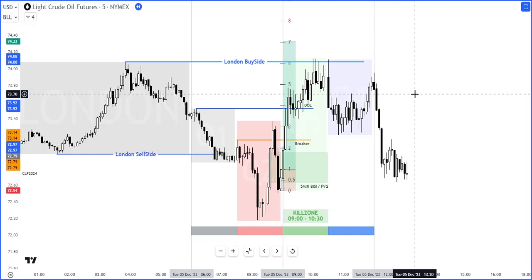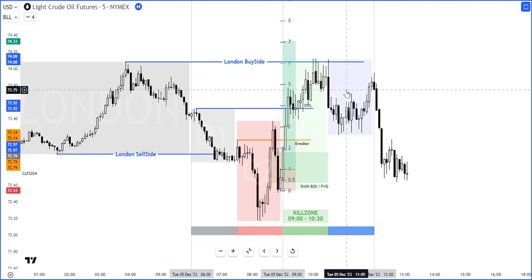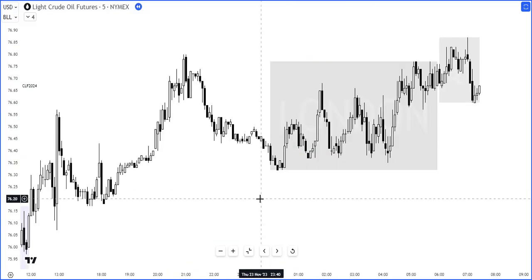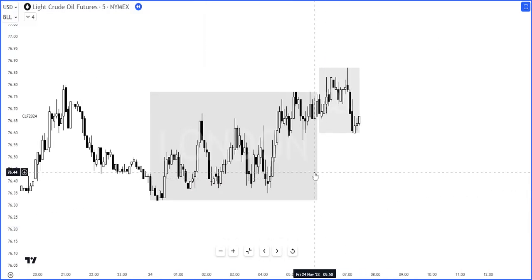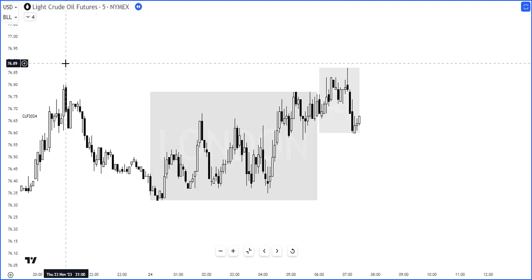So right now, we're going to be going into another example. Okay, guys, here's our second example. And notice I'm using crude oil futures. Personally, I only trade Nasdaq and Forex. So this is just me displaying that this is pretty much universal to every asset class.